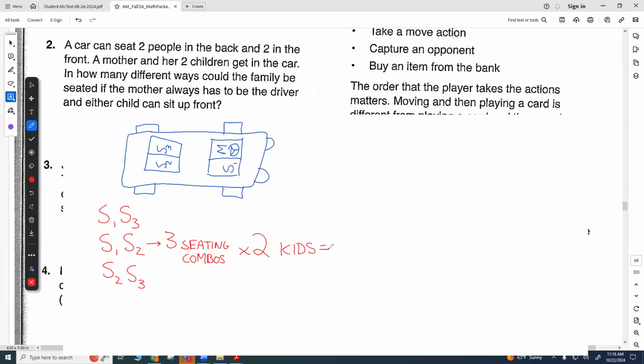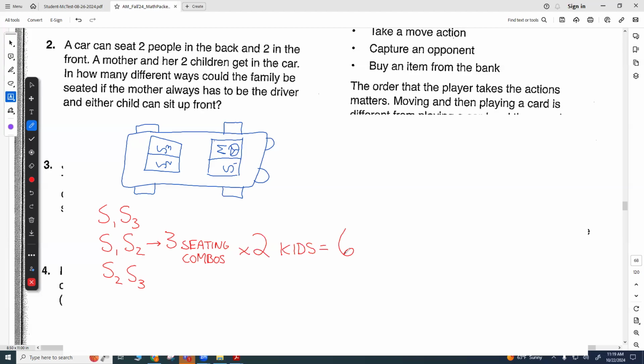Mom's not moving. So I see 6 combinations total. Making sense, kind of how these work? Like I said, for me, this is hard stuff. Yeah, I didn't learn this well in school.